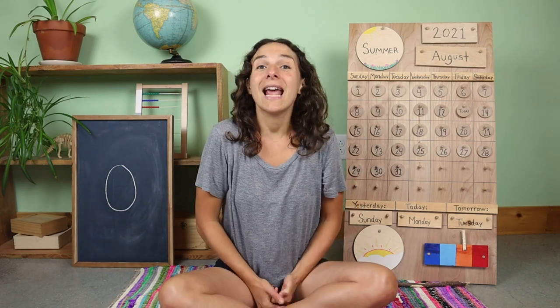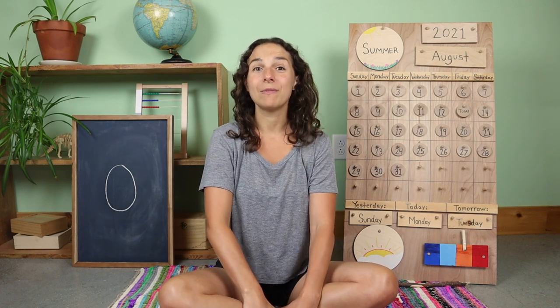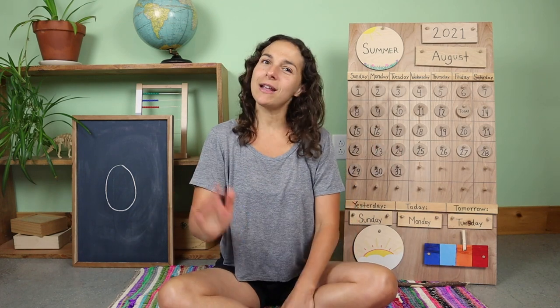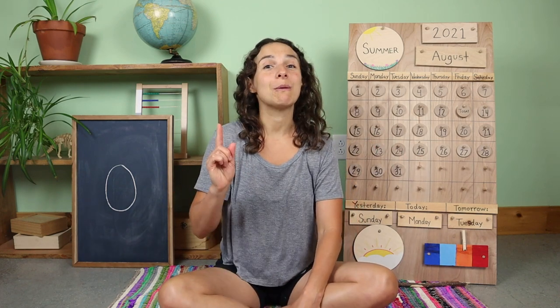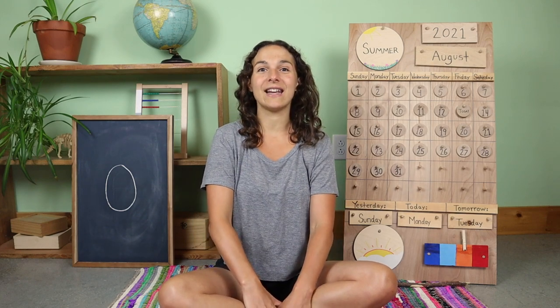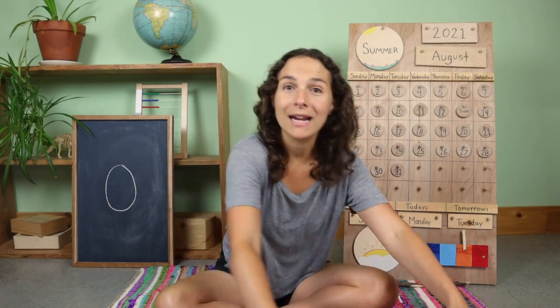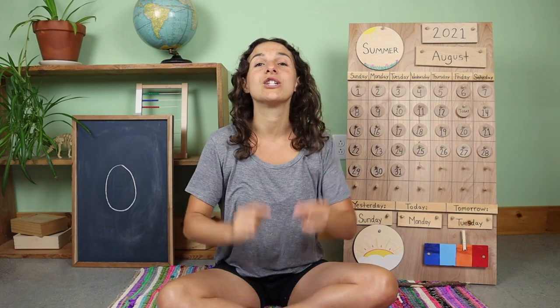Good morning, friends, and happy Monday. I hope that you all had a wonderful weekend. Before we get started on the calendar and weather chart, we have a few things that we need to do quickly. Number one, let's turn on our listening ears. The next thing that we need to do is put on our thinking hats. Mine is over here. I'm going to put it on top of my head. Today my thinking hat has a ribbon underneath my chin, so I'm going to tie it up into a bow.